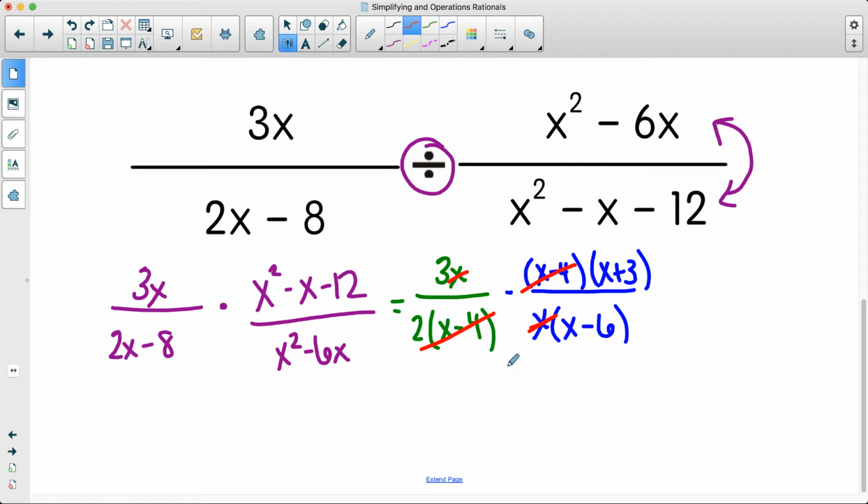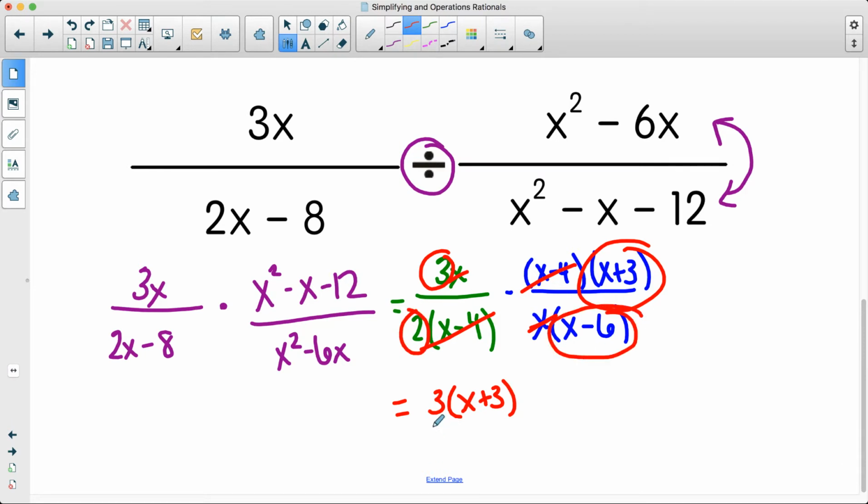I don't see anything else that cancels, so let's go ahead and write our final answer. In the numerator, I have 3 times x plus 3, and then the denominator, I've got 2 and x minus 6. And I can distribute these in, get rid of parentheses, so 3x plus 9 over 2x minus 12.